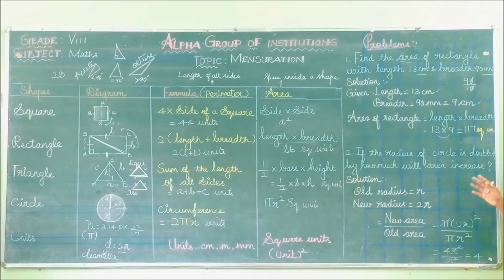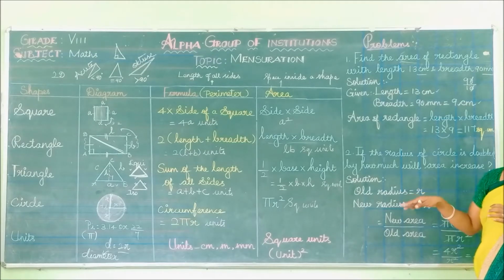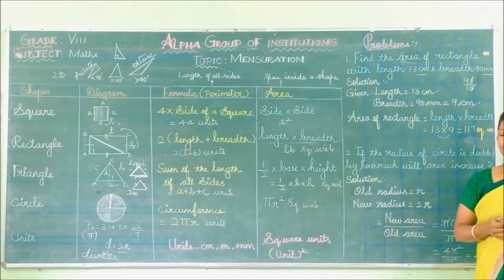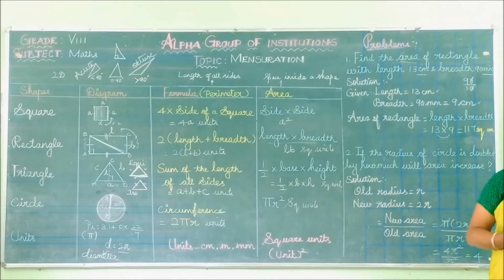So listen once again. The radius of the circle is double. How much will area increase? So the old radius is r. Our new radius will be taken as double, meaning 2 times of r. So how can you calculate area? What is the formula? The area of the circle is nothing but pi r square.